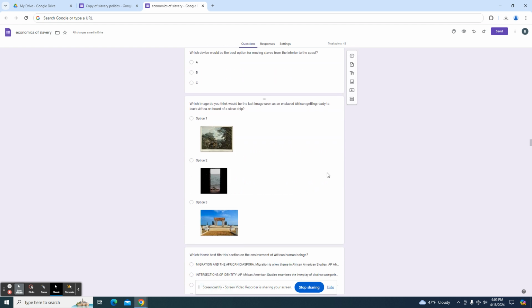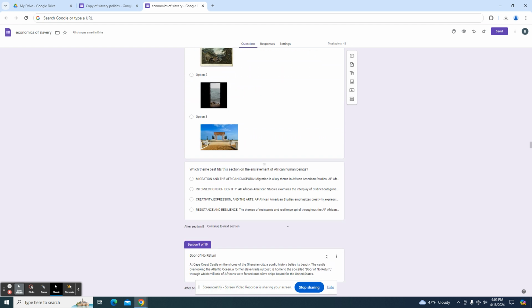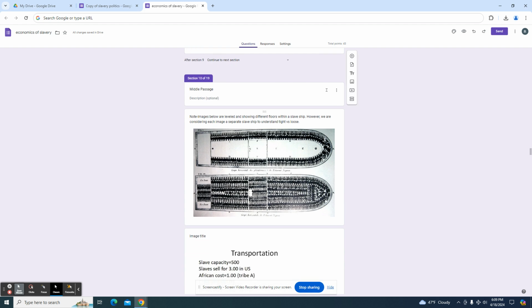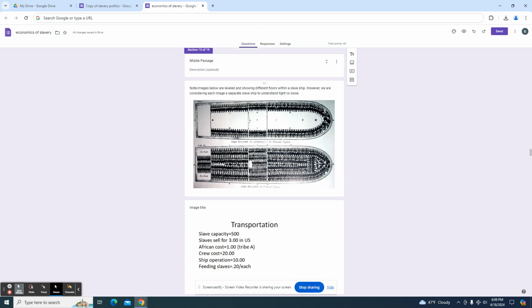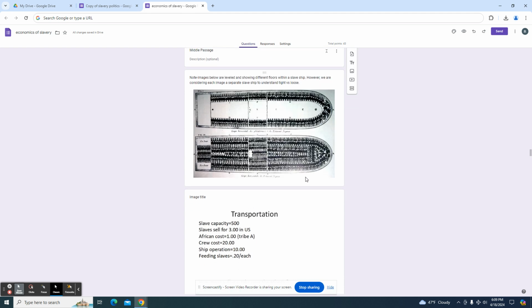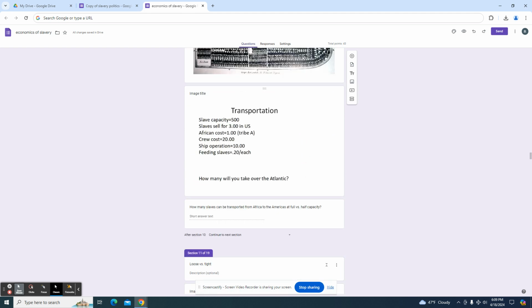Some more images from the AP framework, the themes from the AP framework, and then we're starting to look at the middle passage. Now, I do realize that this is the same ship with the layers, but I'm using the top image as one example of loose packing and the bottom one as tight packing. I get it that there is a cross section of the ship, and we're looking at multiple levels here.